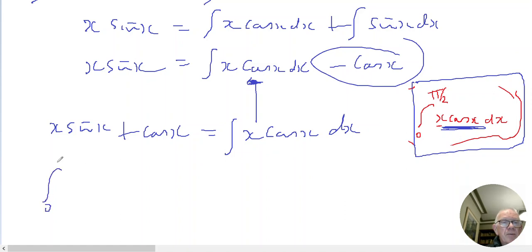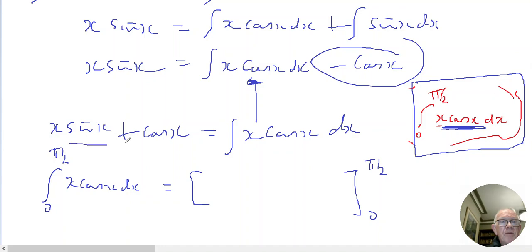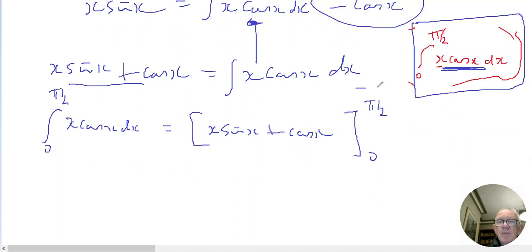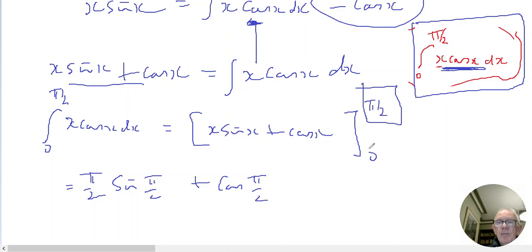So the integral from 0 to pi on 2 of x cos of x dx should equal square bracket from 0 to pi on 2 of this, x sine of x plus cos of x. Subbing in that top terminal first gives me pi on 2 sine of pi on 2 plus cos of pi on 2, and then putting in the bottom terminal I minus 0 times the sine of 0 minus the cos of 0.